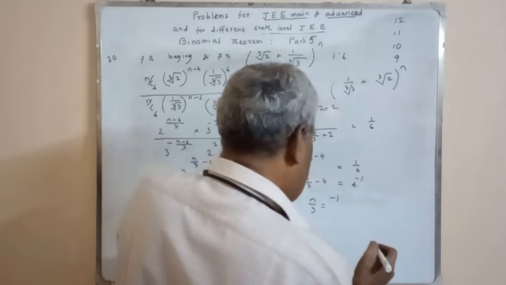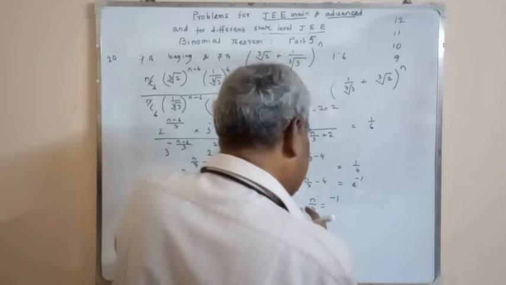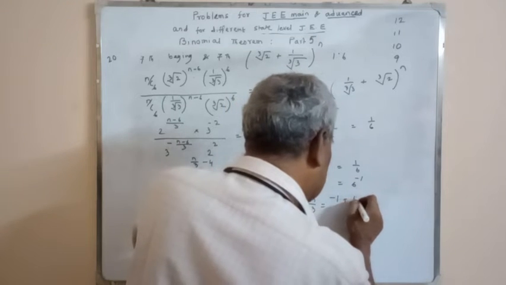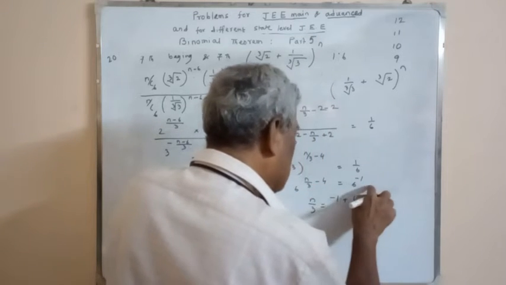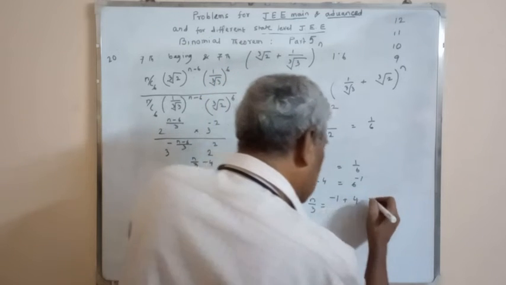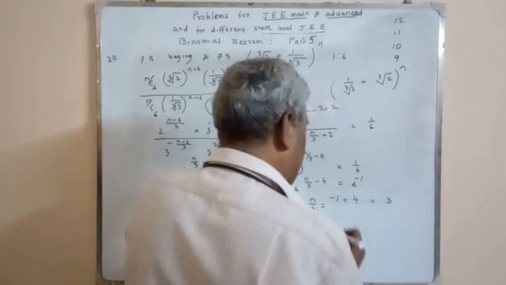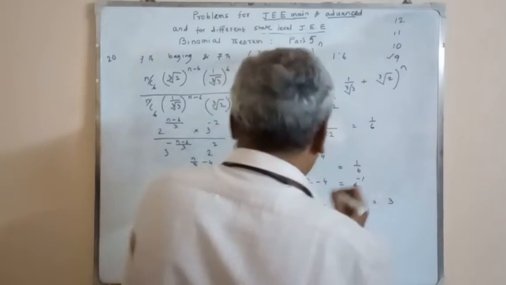That is, n by 3, then it will be plus 4. This is equal to minus 1. So n by 3 is equal to minus 1 plus 4. So that it is equal to 3. So n is equal to 9. This option is correct.